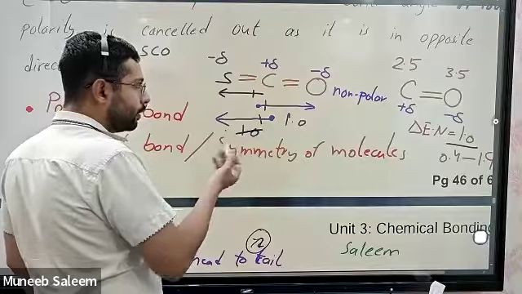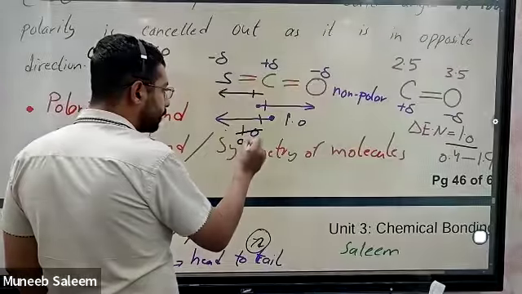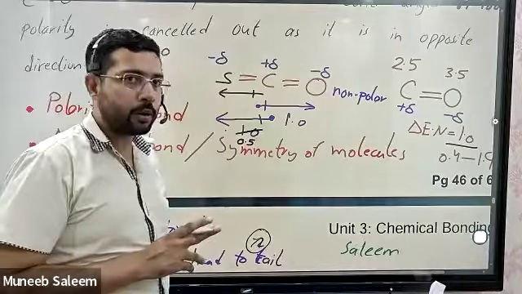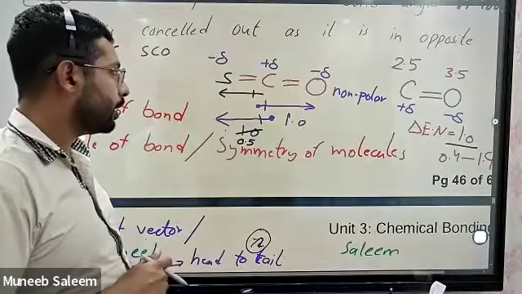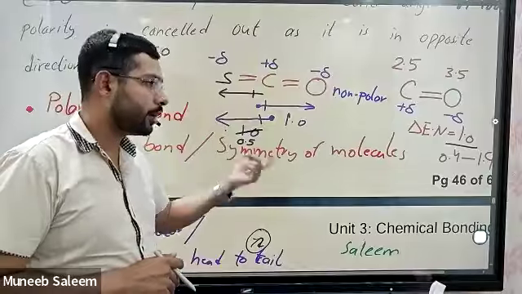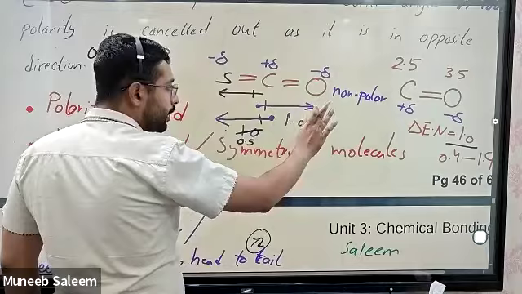The difference between carbon and sulfur will be, let's suppose, almost 0.5, I can say that. So that bond will be polar, but not of equal value. So in this case, if you try to find the overall dipole of this small molecule, or you want to find the resultant vector, then it will move in the right direction.